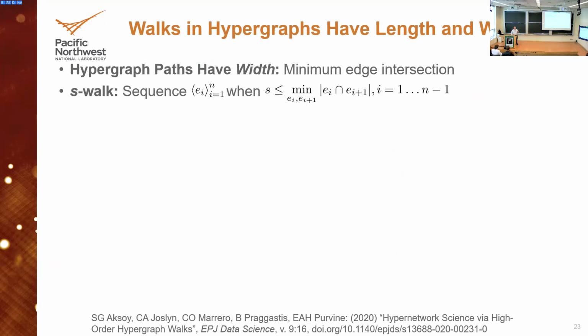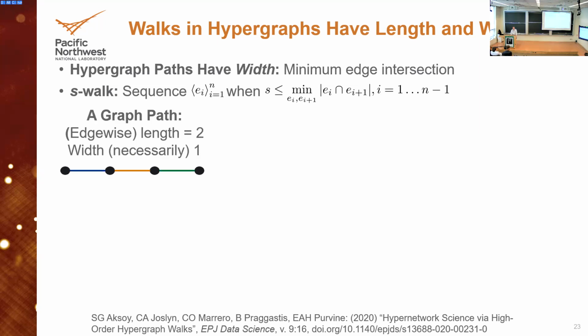Some of the important properties of hypergraphs when we're working with them: walks in hypergraphs have length and width. An S-walk is a structure which is a sequence of hyperedges where the intersection between them is of a minimum size of at least S. So in a graph, I can talk about a graph path. In this case, it's of length 2. Does anybody agree with me that that is a path of length 2?